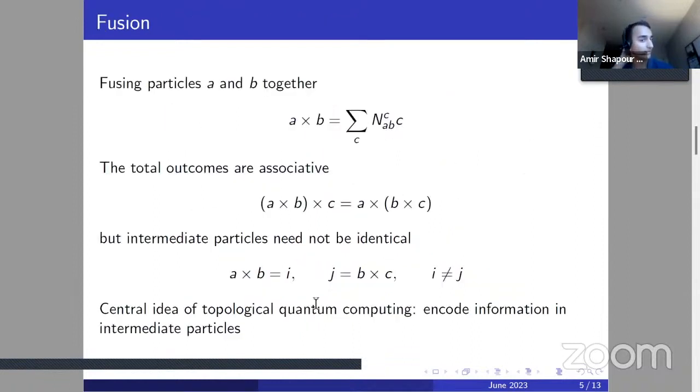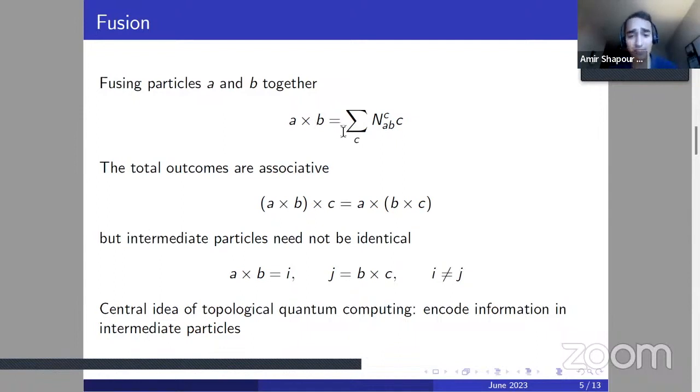Okay, so that's like quantum statistics 101. If you have particles that follow a set of quantum statistics, what happens if you bring two particles together? That's called fusion. You bring two particles, say A and B, together, and the fusion is denoted by this multiplication symbol. What's the statistics of the composite particle?